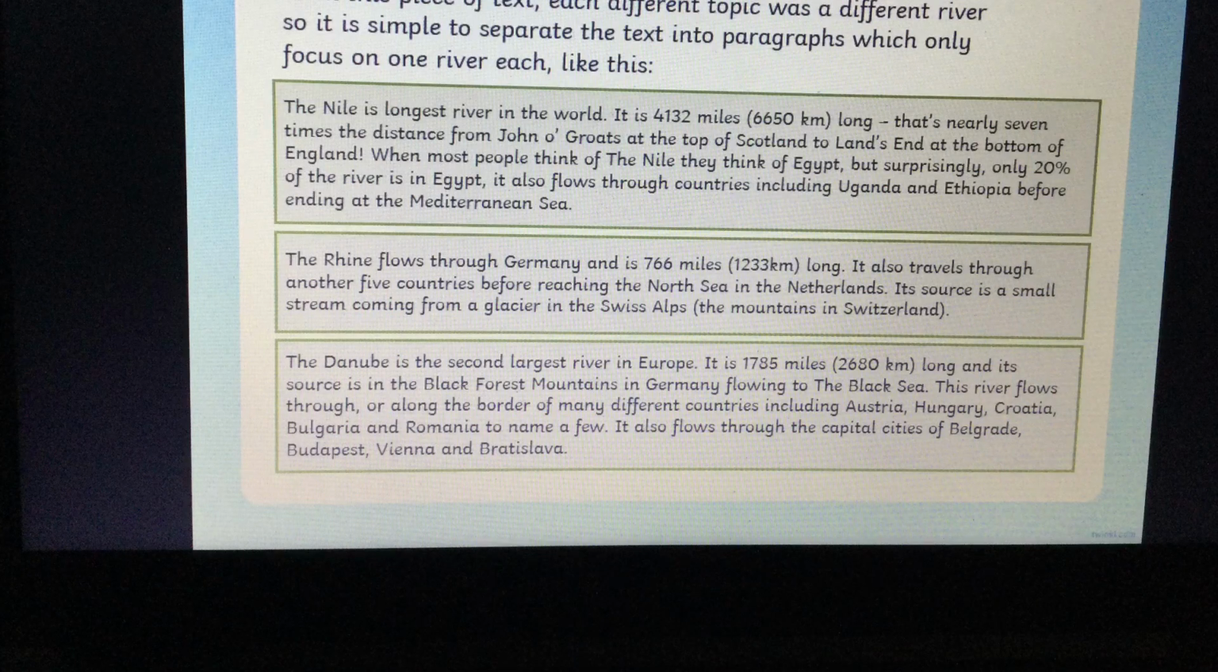How did you do? With this piece of text, each different topic was a different river, so it's simple to separate the text into paragraphs which only focus on one river each, like this. So your first one was about the River Nile, and then your next one's about the Rhine, and your last one's about the Danube. So each is a different river, and all you had to do was separate into the three different rivers to have three separate paragraphs.